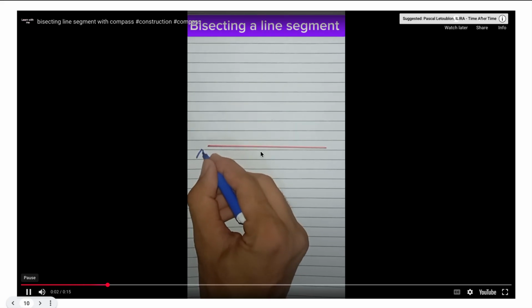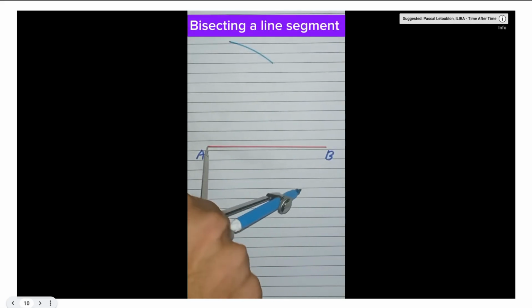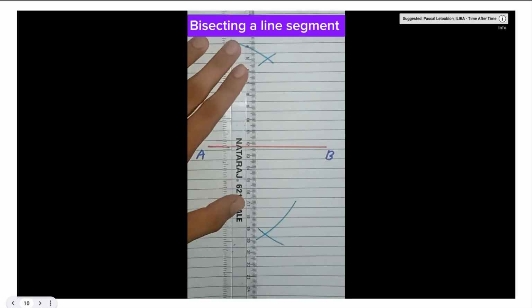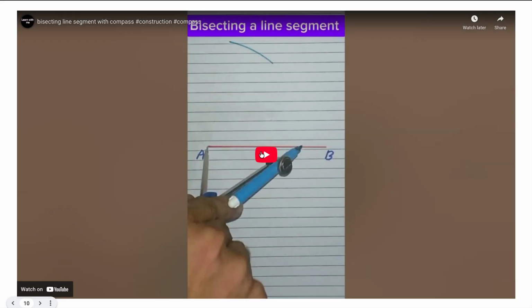Start with a line segment. Label your endpoints. You want to choose a width of your compass that is about 3/4 of your line segment. Make a mark on top and bottom from both left and right, and you have bisected your line segment.